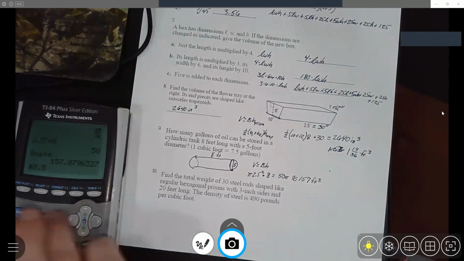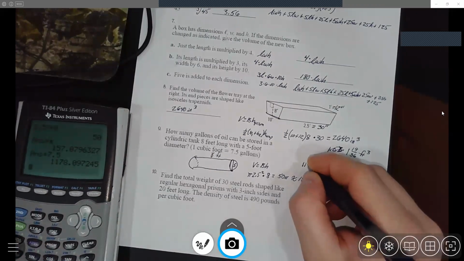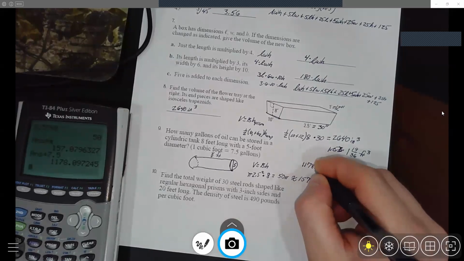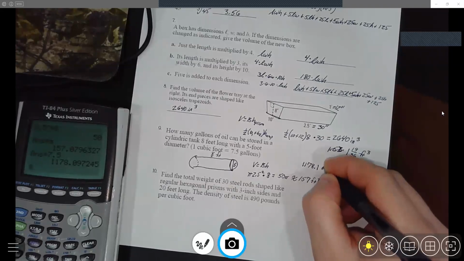Okay. So we're looking at 1178.1, if we round to the nearest hundredth, gallons.